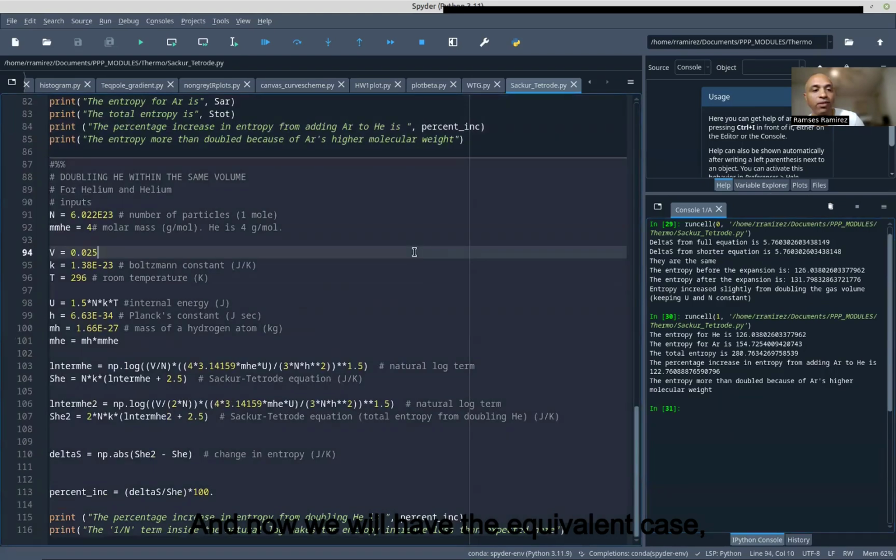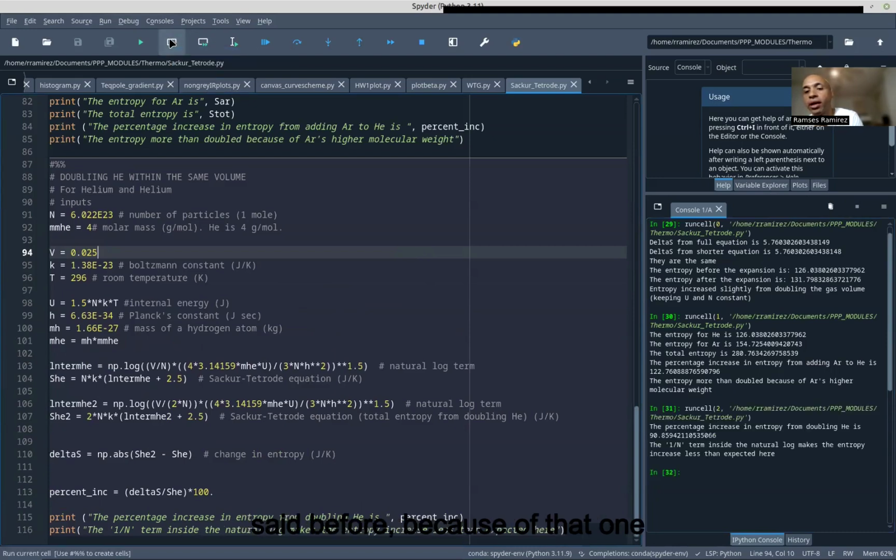And now we will have the equivalent case, but instead we're doubling helium with itself within the same volume. I said before, because of that 1/N term, in this case you don't get a doubling of the entropy. You get something close to it, but it's countered by that 1/N term. So in my case, I calculate that the percentage increase in entropy from doubling He, or helium, is about 90%, not 100%. If it were a doubling, it'd be 100%, but it's only 90% because the 1/N term inside a natural log makes the entropy increase less than expected.